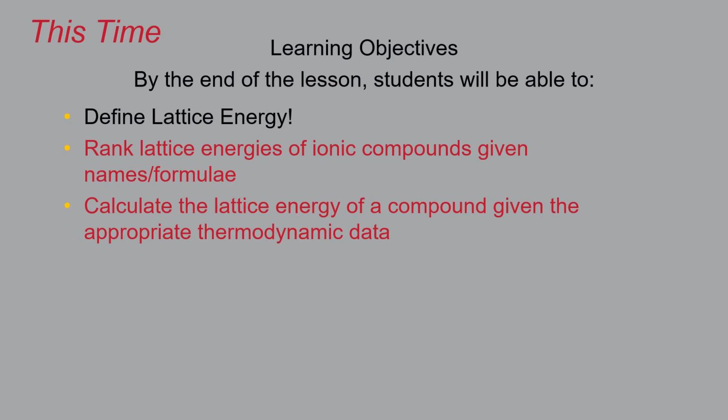So from an objective standpoint, by the time we're done with this video or these two videos, you're going to be able to define this new quantity called lattice energy, which is basically how strong the ionic bond is. You're going to be able to rank these lattice energies of ionic compounds given their names and/or formulas. And you're going to be able to calculate the lattice energy of a compound given the appropriate thermodynamic data that you need to calculate it. So let's talk about this.